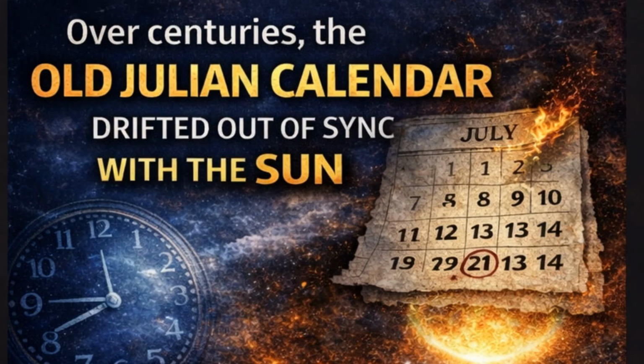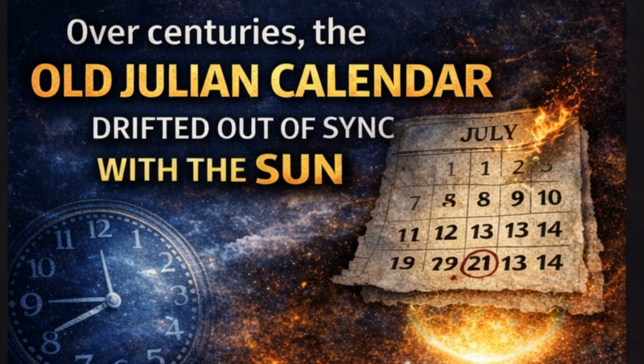A year has 365 days, and every 4 years, you add one extra day, a leap year. So the average year length becomes 365.25 days. And for a long time, that seemed accurate enough. But nature has a small secret. The Earth does not take exactly 365.25 days to orbit the Sun. The real solar year is about 365.2422 days. That difference is tiny. Only about 11 minutes per year.